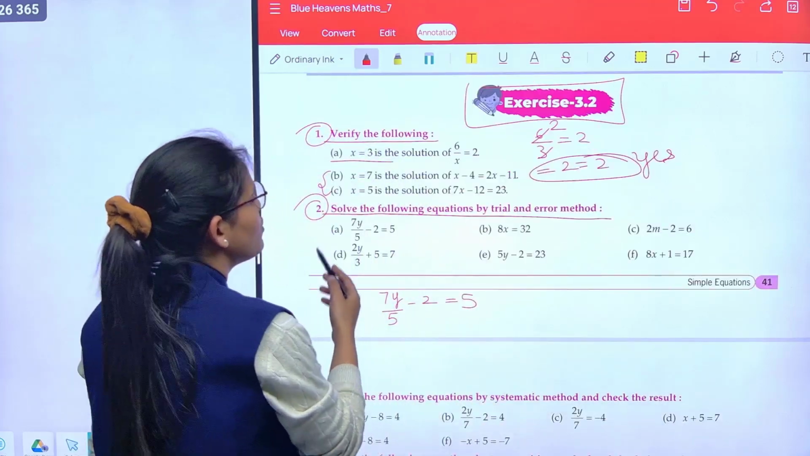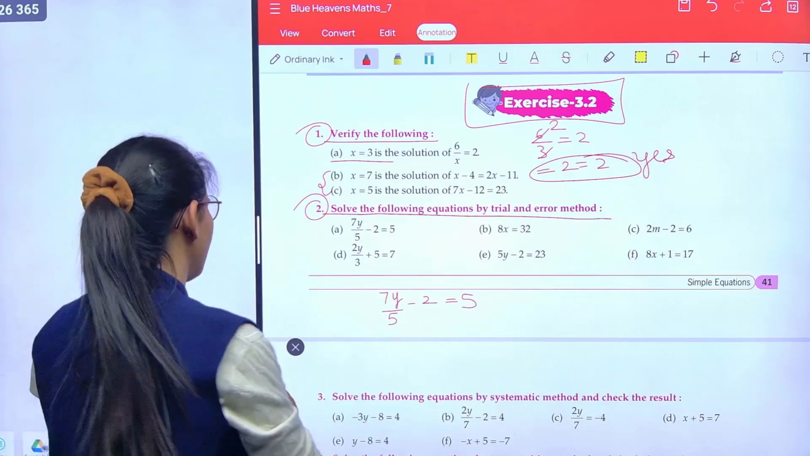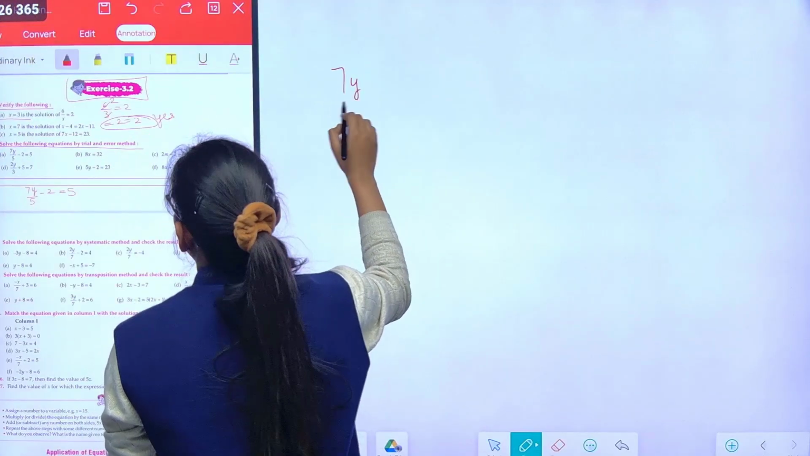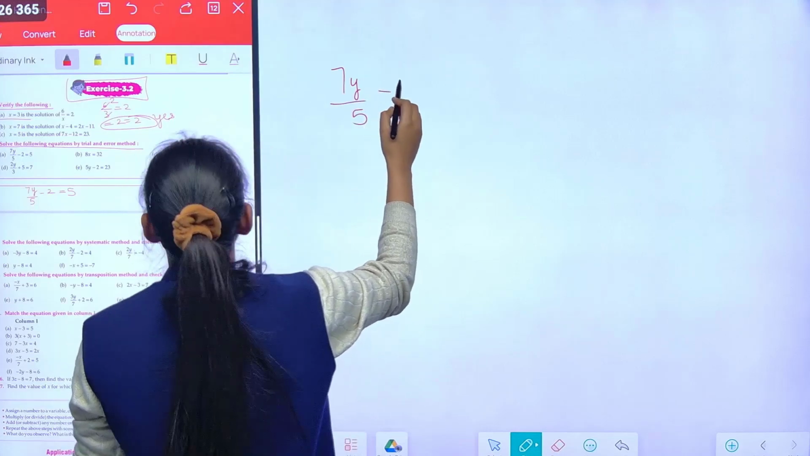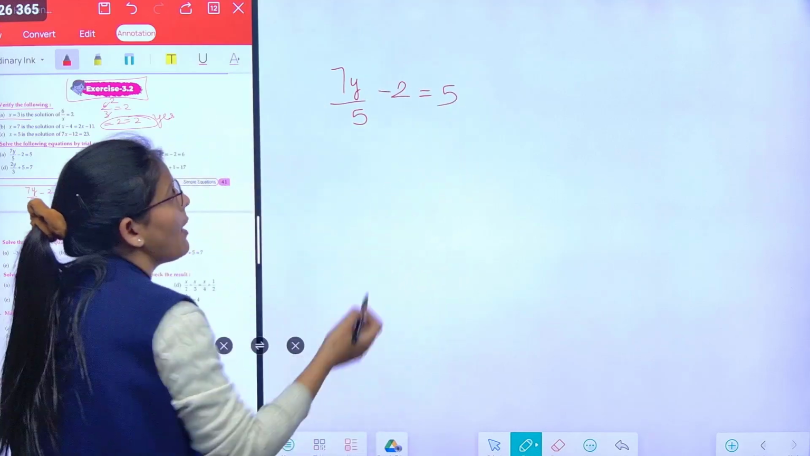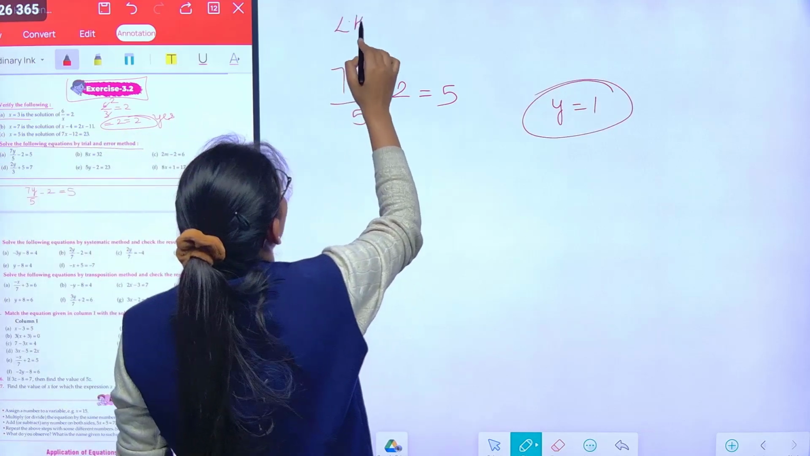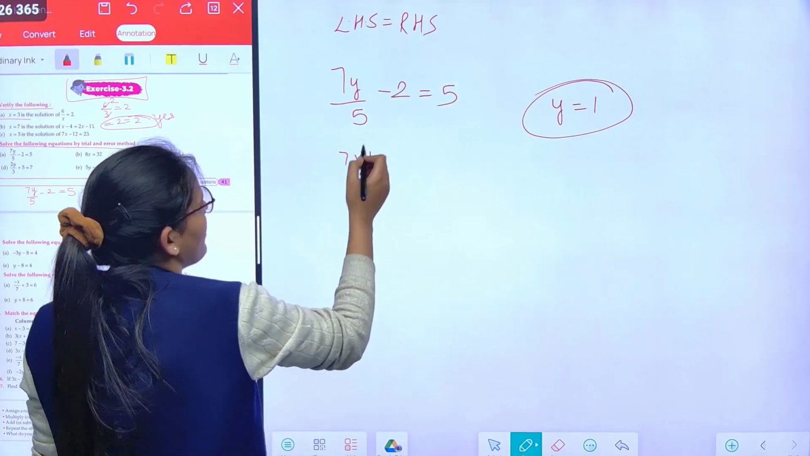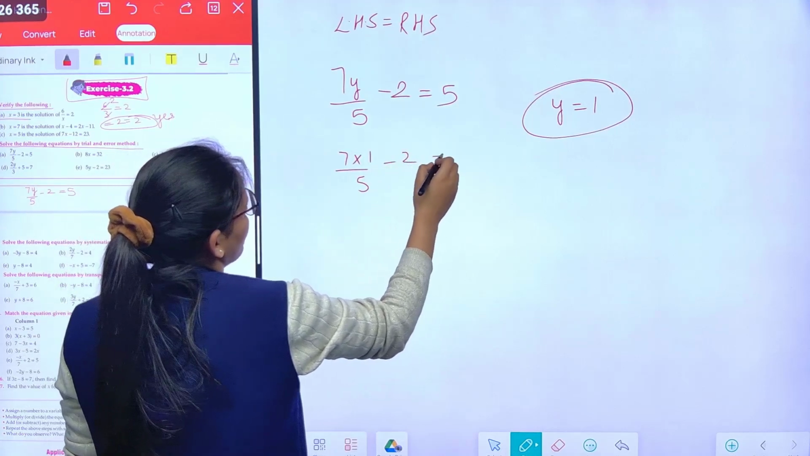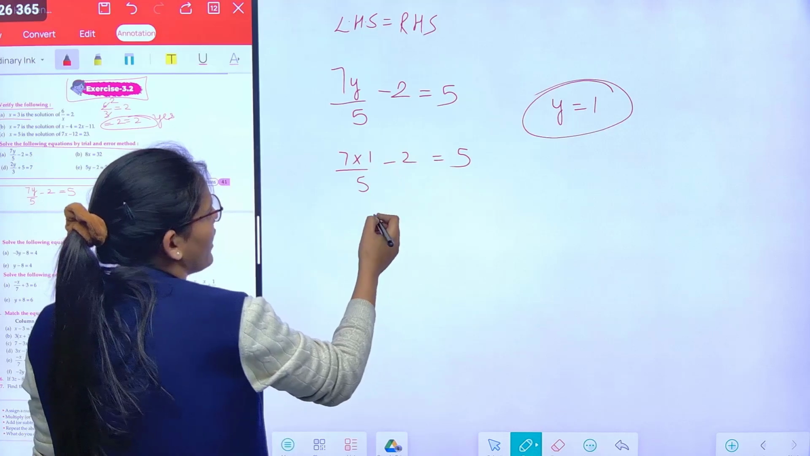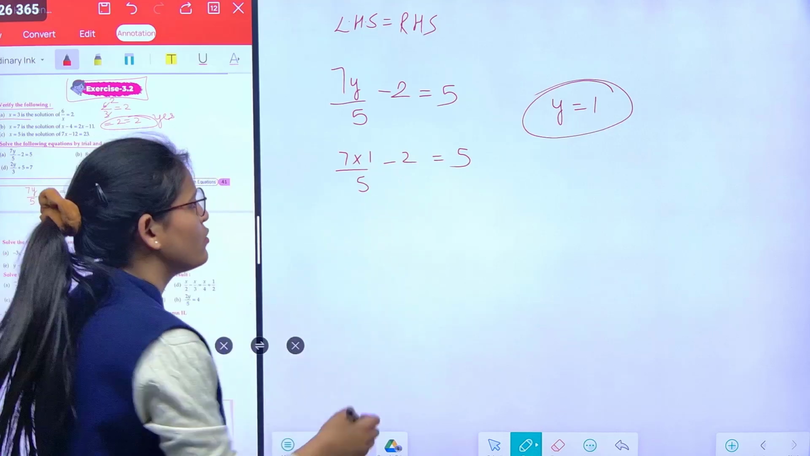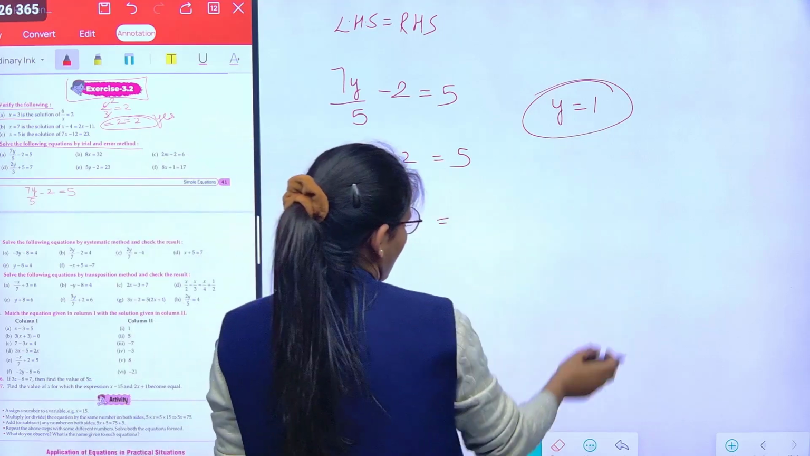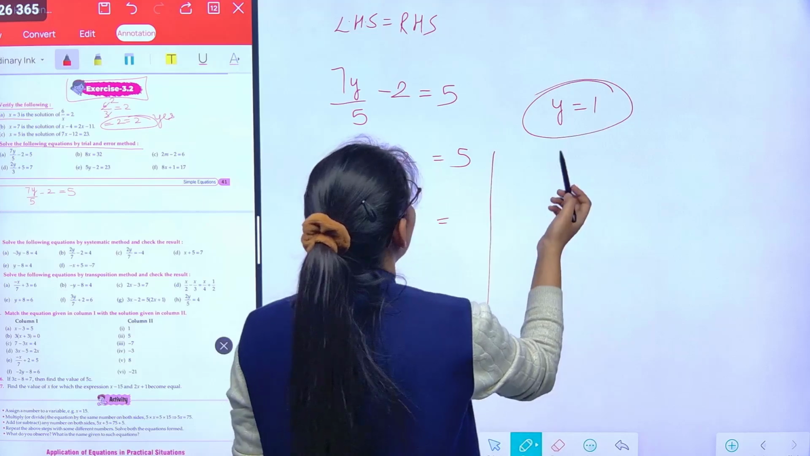Yes class, question number 2, solve the following equation by trial and error method. Class, you can see here 7y upon 5 minus 2 is equal to 5. नाउ क्लास हम तब तक करेंगे जब तक हमारा LHS इज इक्वल टू RHS ना आ जाए. ओके क्लास, तो क्लास 7 मल्टीप्लाई बाय 1 अपॉन 5 माइनस 2 इज इक्वल टू 5. नाउ 7 माइनस 2 5. क्लास यहाँ पर क्या हो जाएगा 5. क्लास ये भी नहीं होगा. तो क्लास अब हम क्या रख के देखते हैं? y इज इक्वल टू 2 रख के देखते हैं.